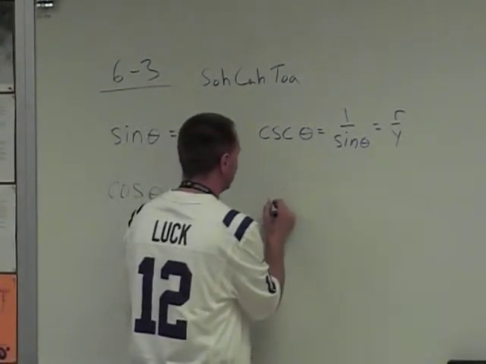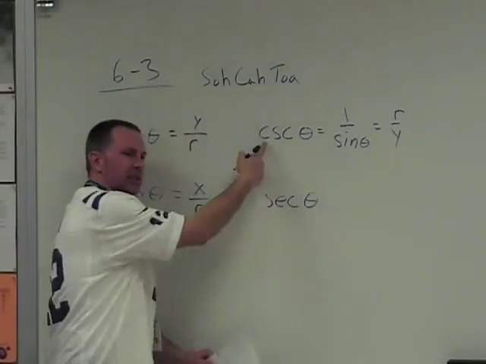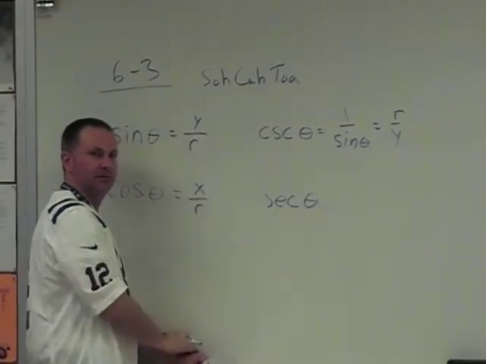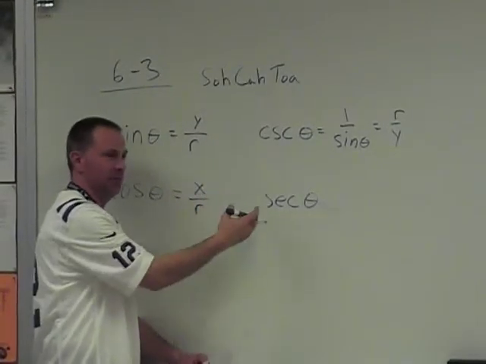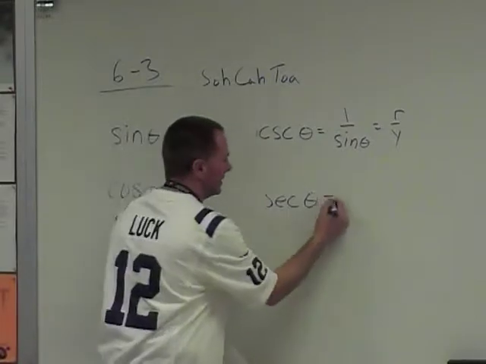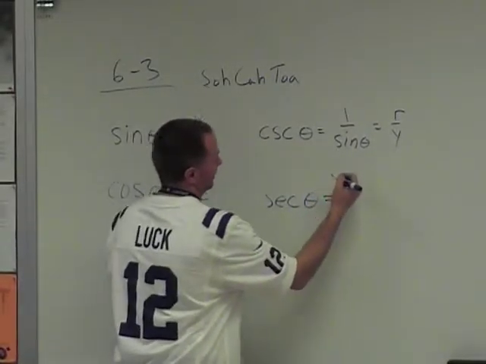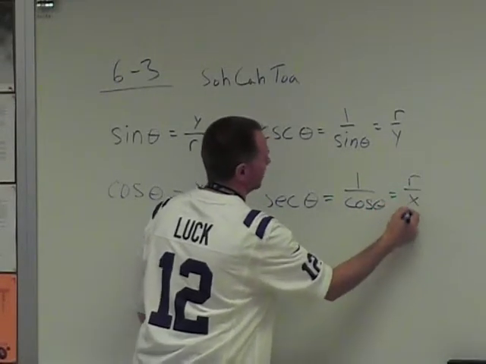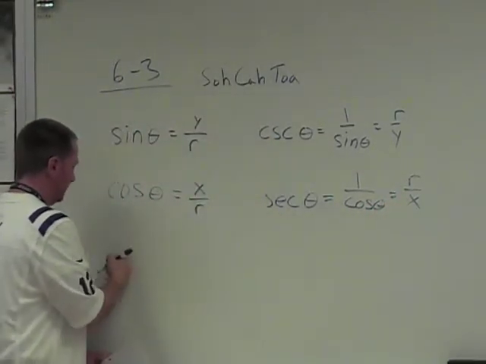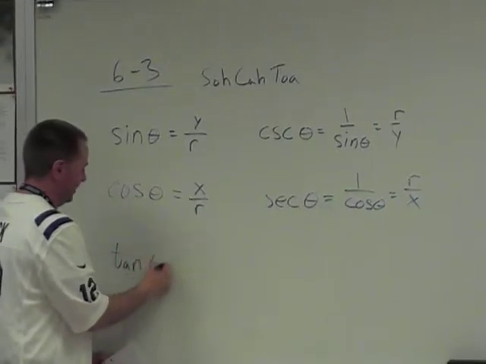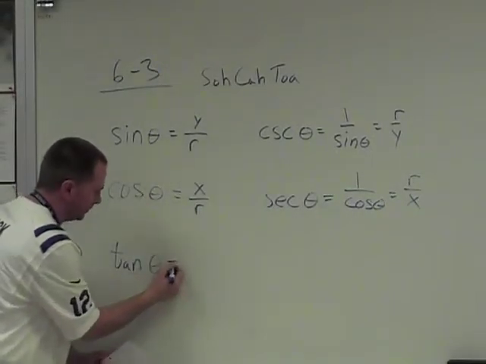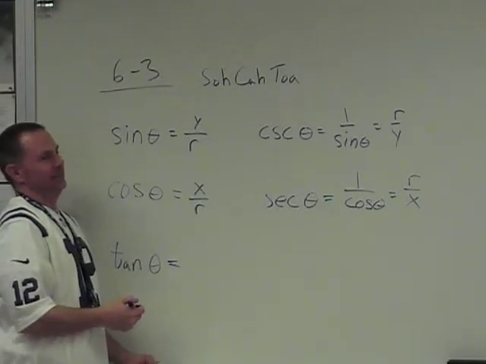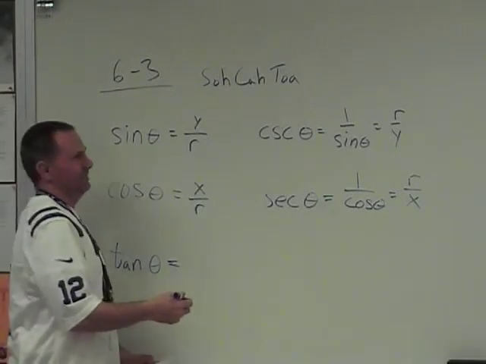Secant. Remember, cosecant does not go with cosine. That's how you can tell the two apart. I keep saying that, but you guys keep telling me the same thing every day. So, what do you know about secant? R over x. Okay. And the tangent of theta. What do you know about the tangent? Y over x.